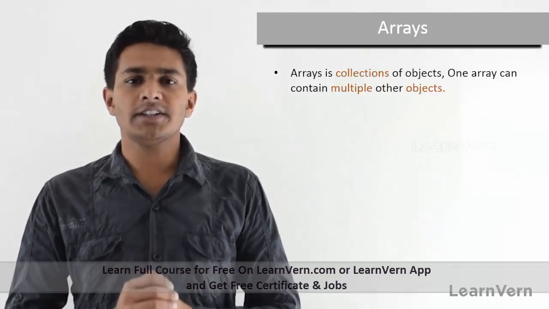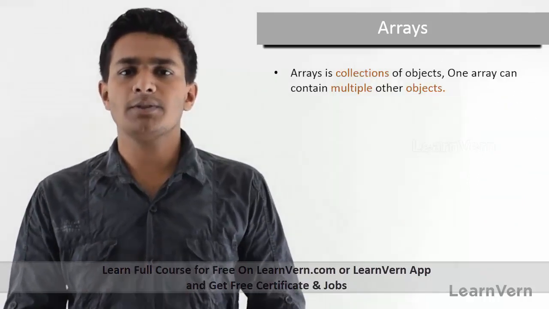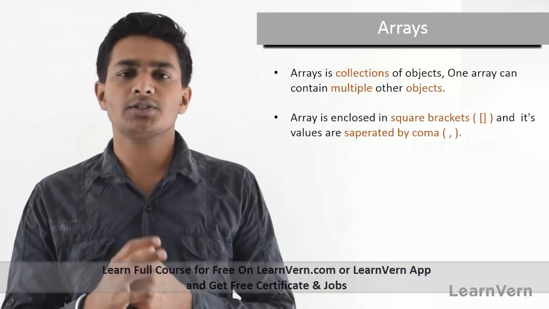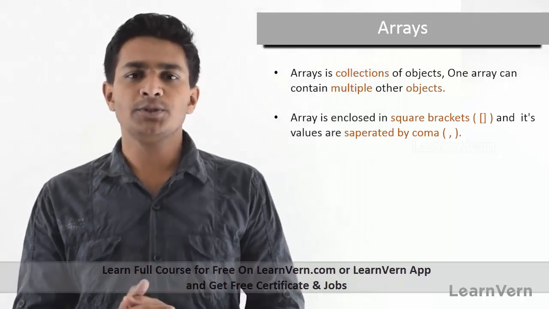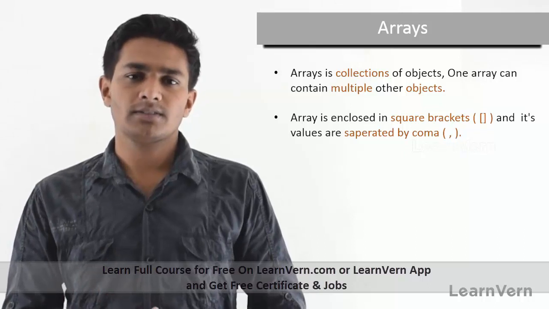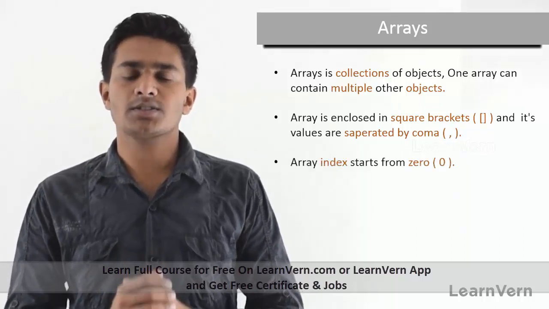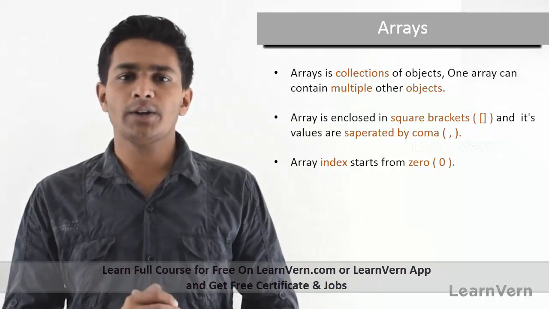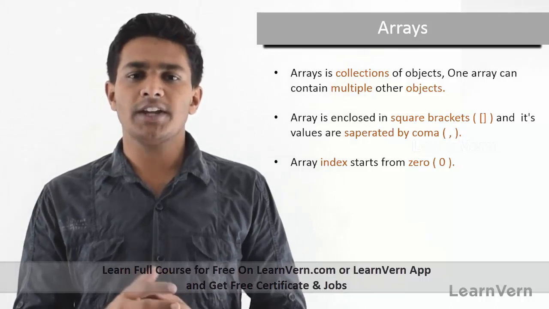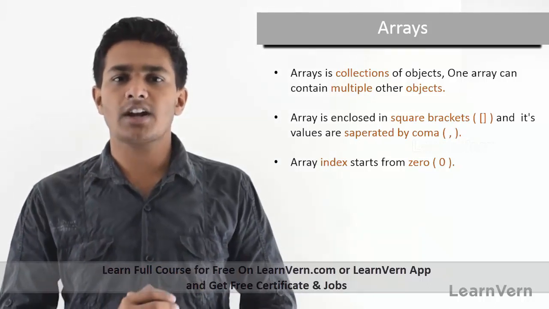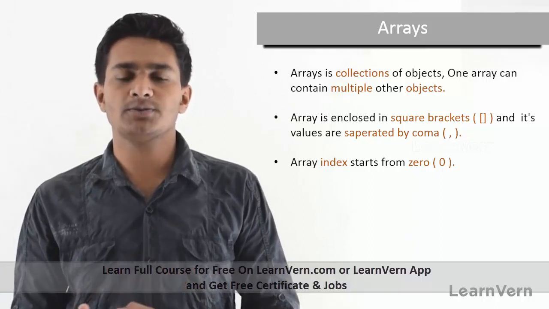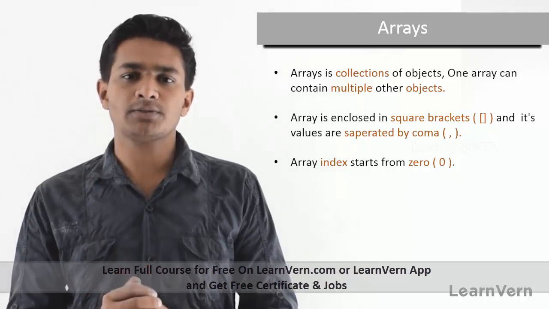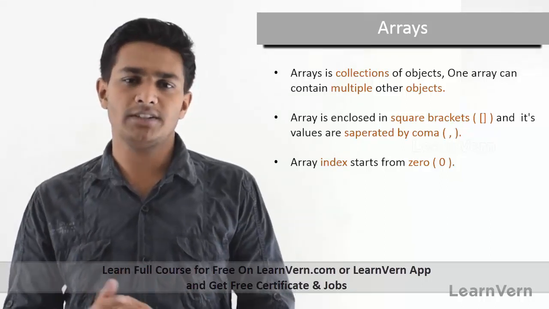So an array is a collection of multiple different objects in Ruby. Array is enclosed in square brackets and its values are separated by commas. Array index always starts from 0 and goes up to n-1. So if I have declared an array with a total of 10 values, then its index starts from 0 and goes to n-1, equal to 10 minus 1, that will be 9. So its index values range from 0 to 9.